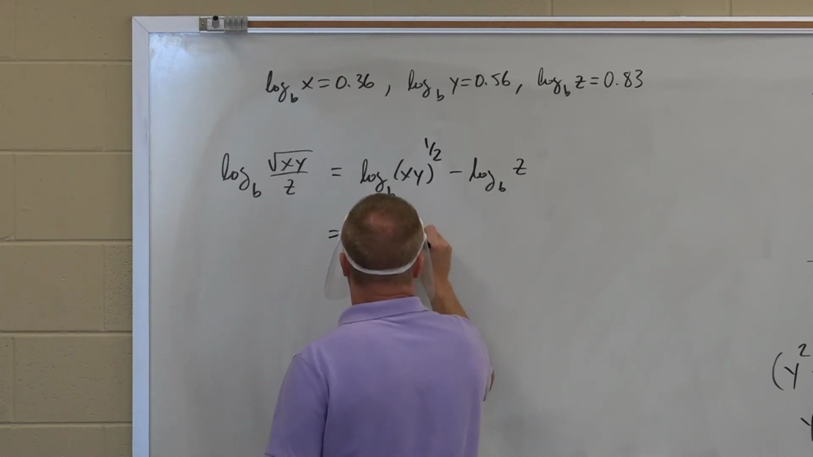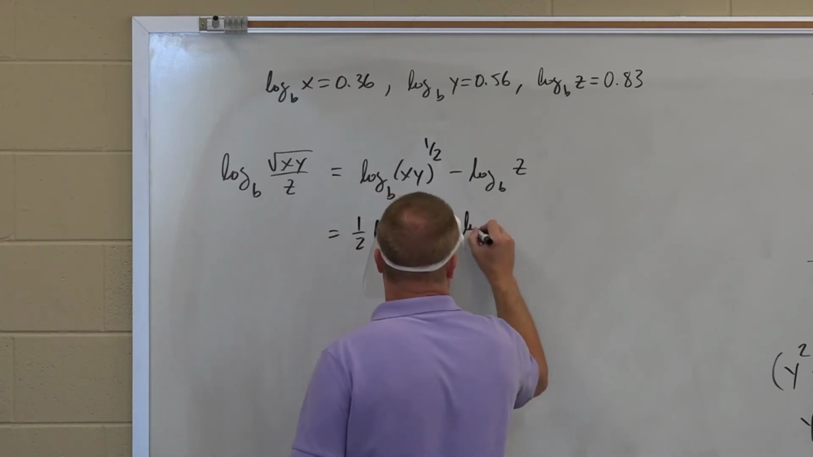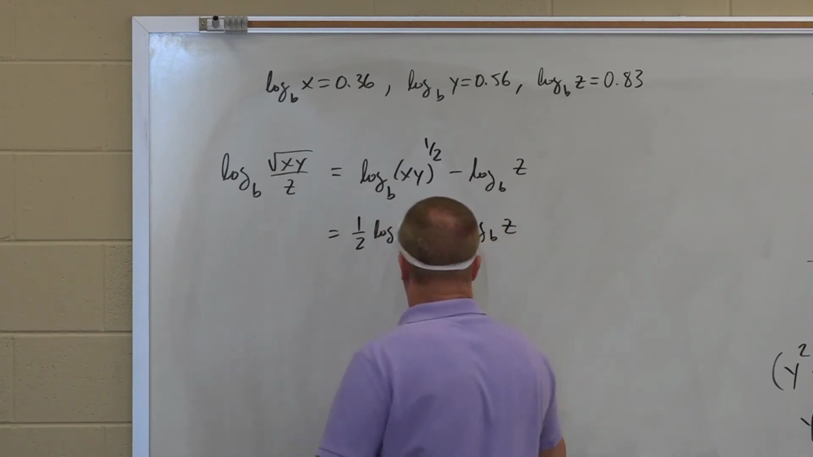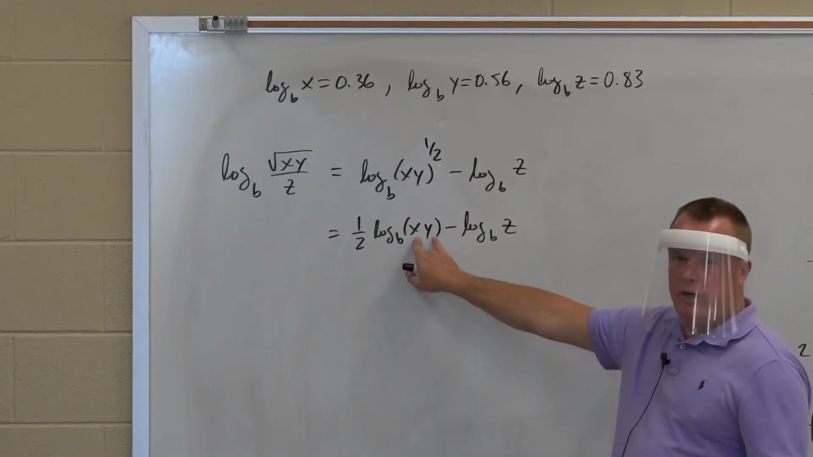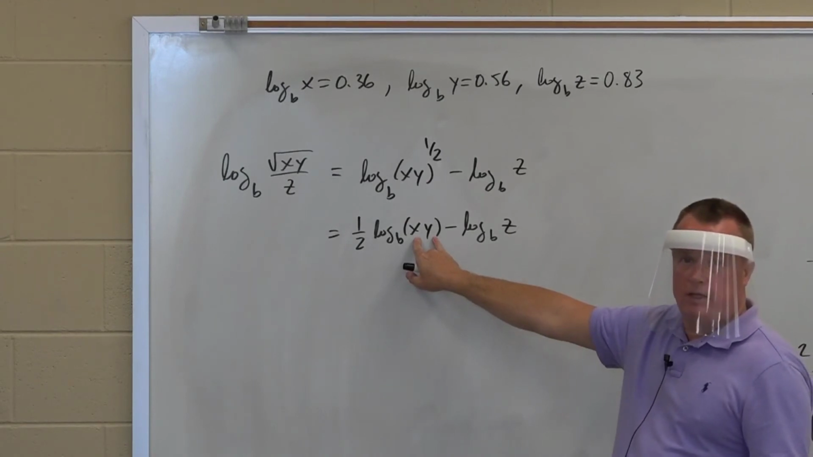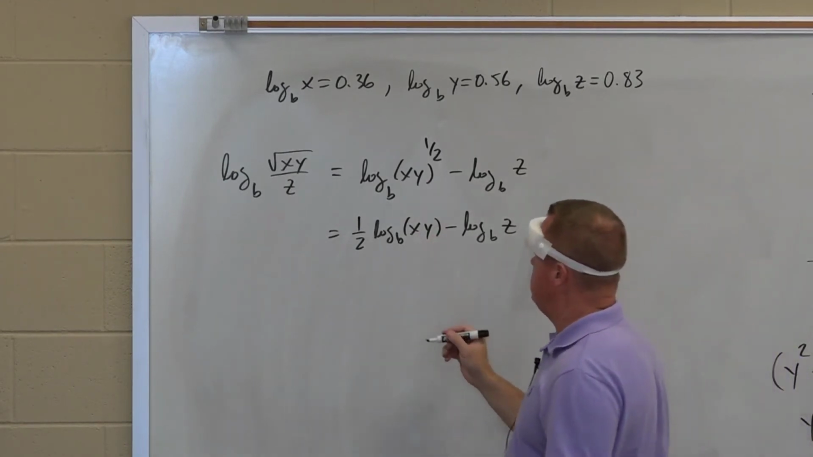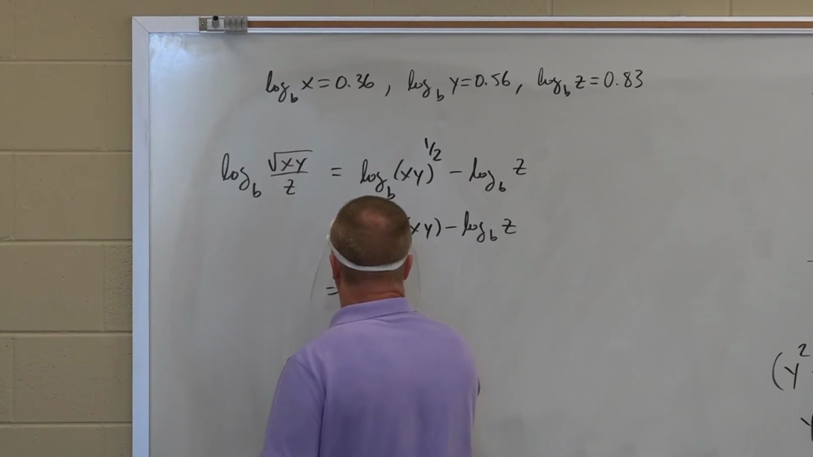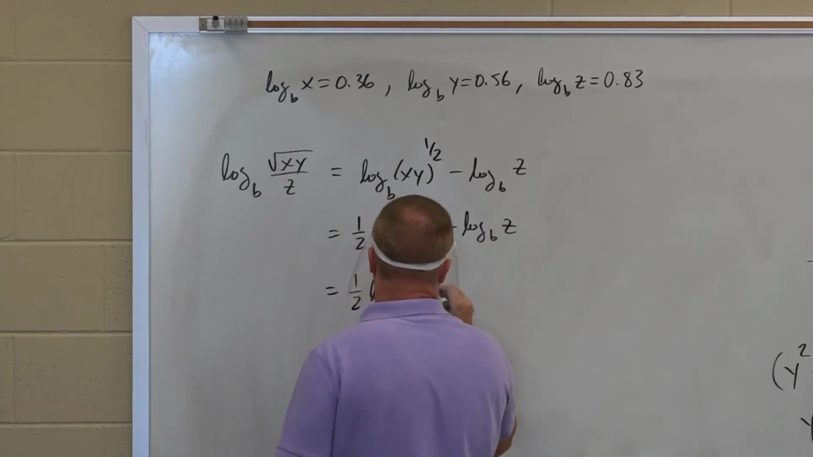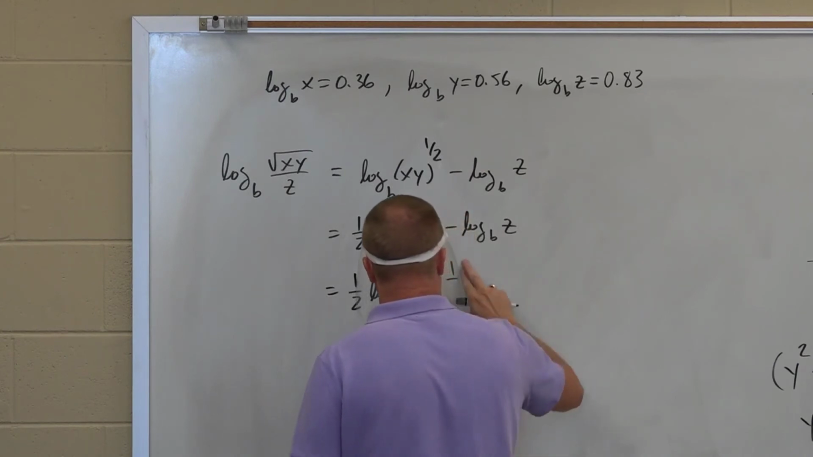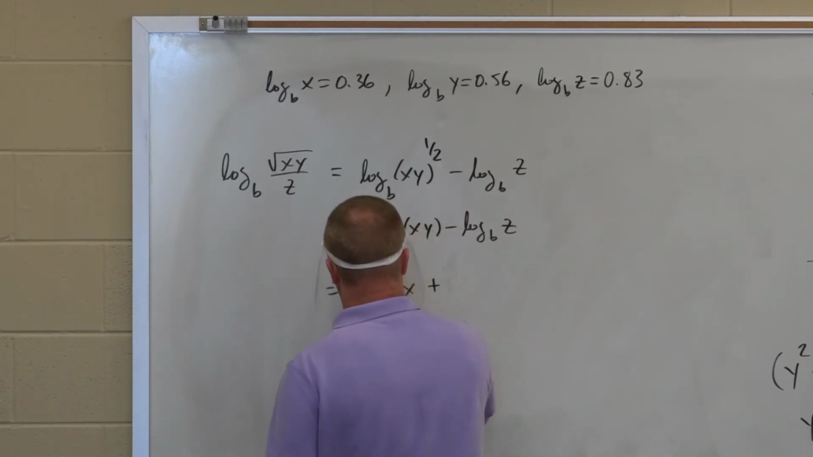log base b of xy. Okay. Now, x times y, I can break that apart again with addition. So this would be 1/2 log base b of x. I guess we could do this. Let's just do parentheses here.